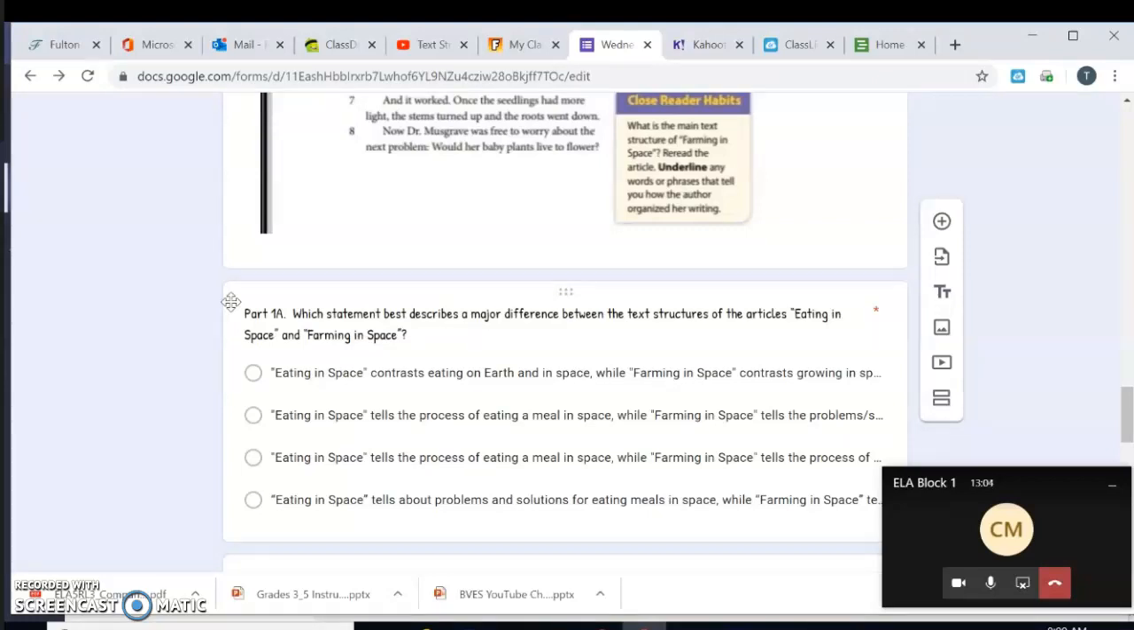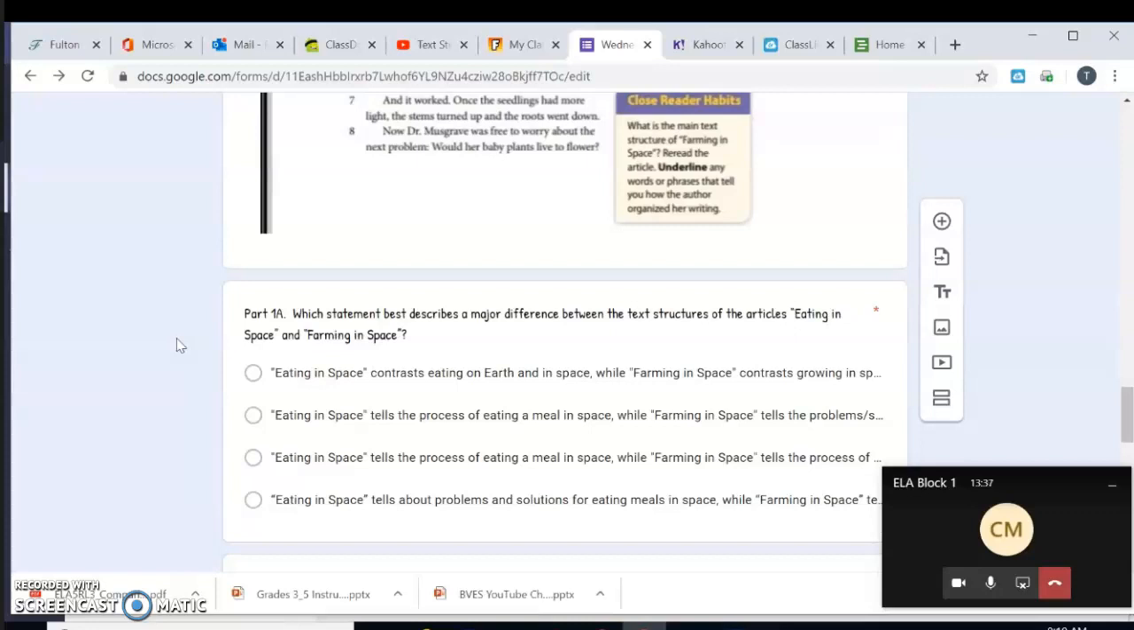I chose A. A. In eating in space, contrast eating on Earth and space, while farming in space, contrast growing up in space. Okay? Did anybody have a choice other than A for number one? B. Eating in space tells the process of eating a meal in space, while farming in space tells the problem and solution. Okay, any others?